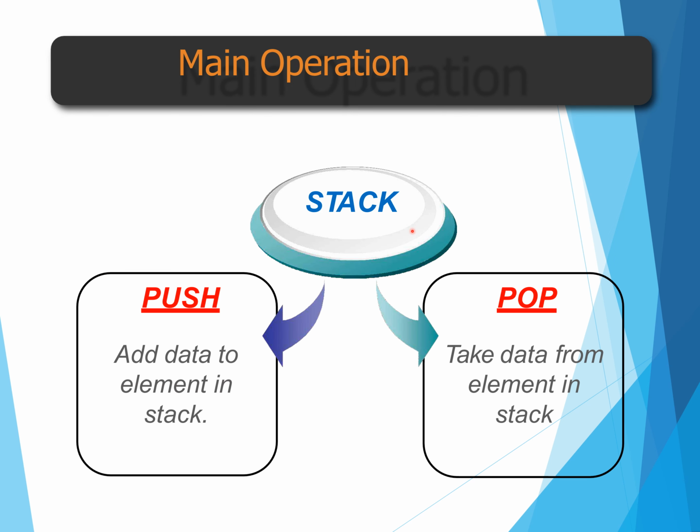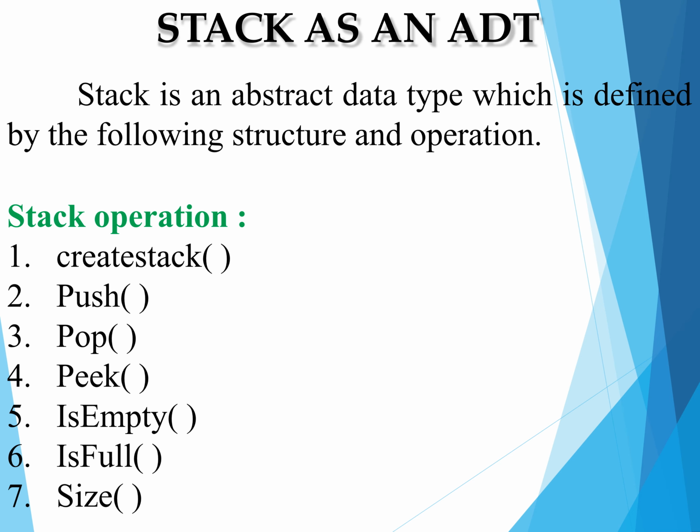These are the two main operations, push and pop. Push is nothing but adding a data element to the stack, and pop is nothing but taking a data element from the stack. So we consider stack as an abstract data type. Stack is an abstract data type which is defined by the following structure and operations. All these are the basic operations we perform on a stack. The first one is create, second push, third pop, fourth peek, fifth is empty, sixth is full, and seventh size. So we'll see them one by one.